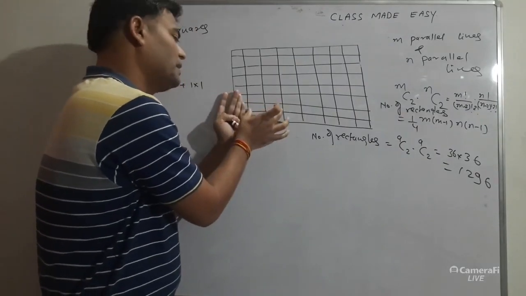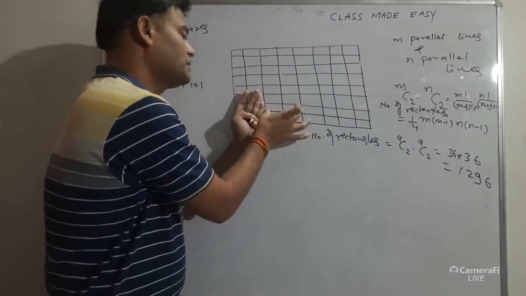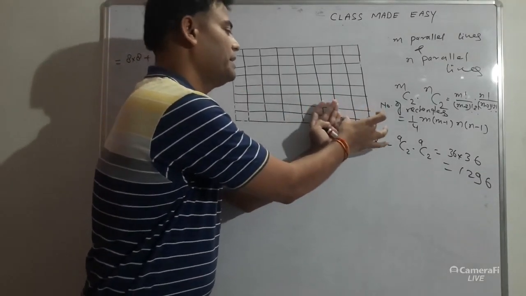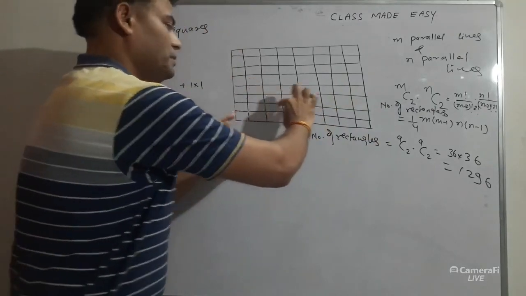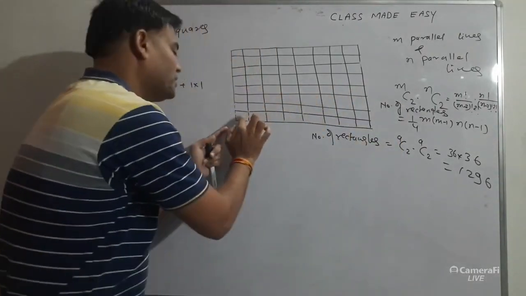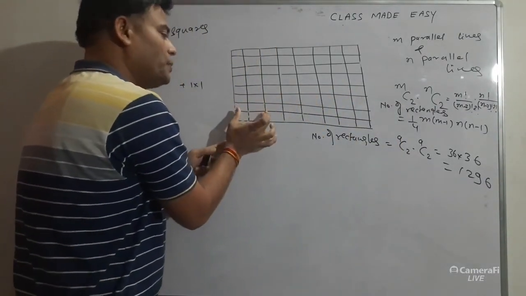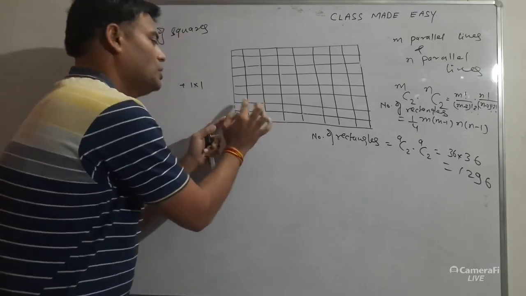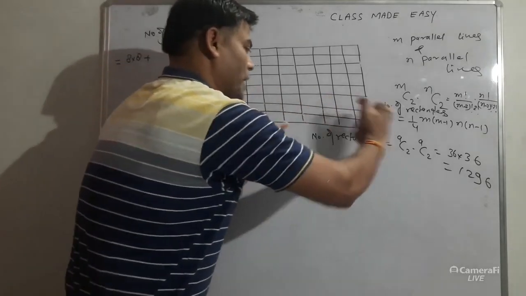If I leave this, this is another, this is 2, then this is 3, this is 4, this is 5, this is 6, and it is 7. So in that horizontal lines, if we take 3 lines, then 2 by 2 squares are 7. Because we leave this first one, so we got 7 squares.